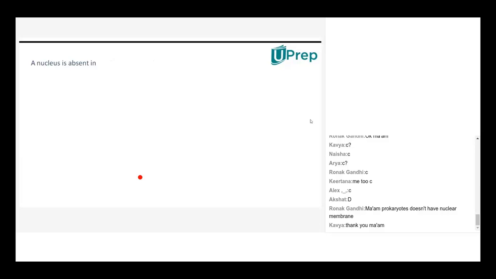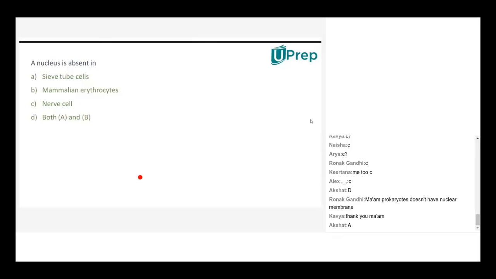Option is C. See, prokaryotic cell, just blindly go with the absence of nuclear membrane. That's all. It doesn't have a nuclear membrane. Wherever the question comes, whatever lengthy concepts they put in and try to confuse you, just blindly go with the absence of nuclear membrane. And good job, Kavya. The remaining students do a good job.